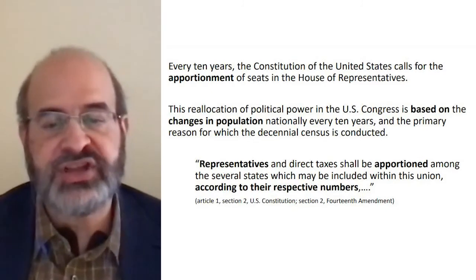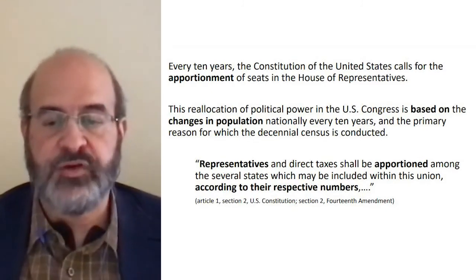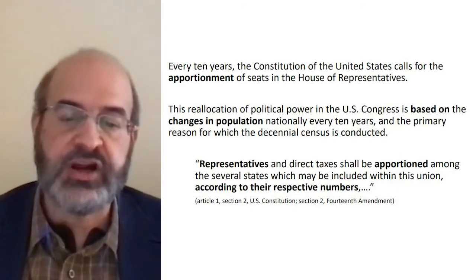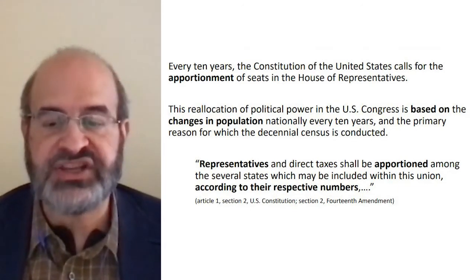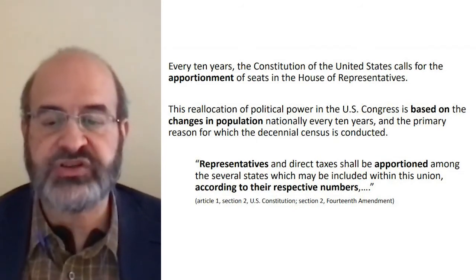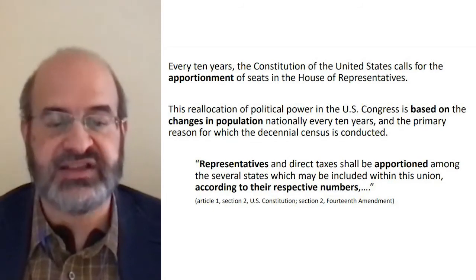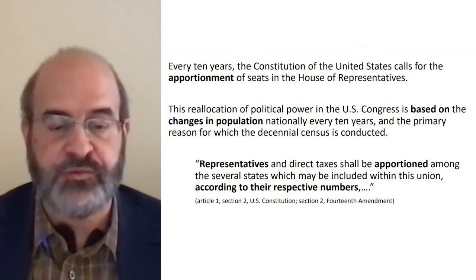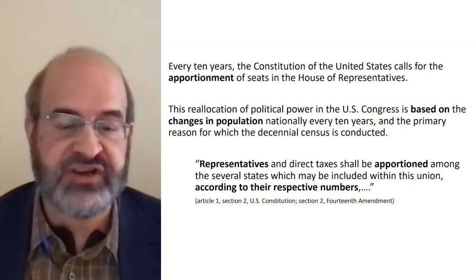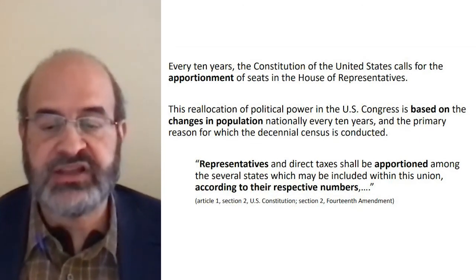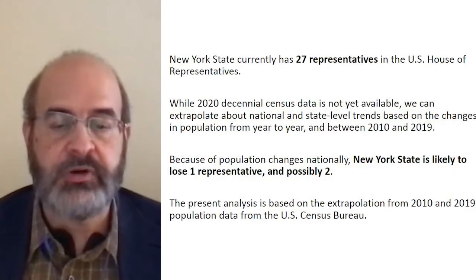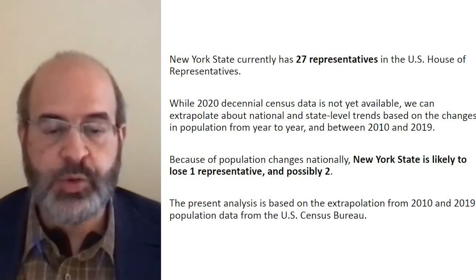Every 10 years, the Constitution of the United States calls for the apportionment of seats in the House of Representatives. This reallocation of political power in the US Congress is based on the changes in population nationally every 10 years, and the primary reason for which the decennial census is conducted. The Constitution calls for representatives and direct taxes shall be apportioned among the several states which may be included in this union according to their respective numbers. New York State currently has 27 representatives in the US House of Representatives.